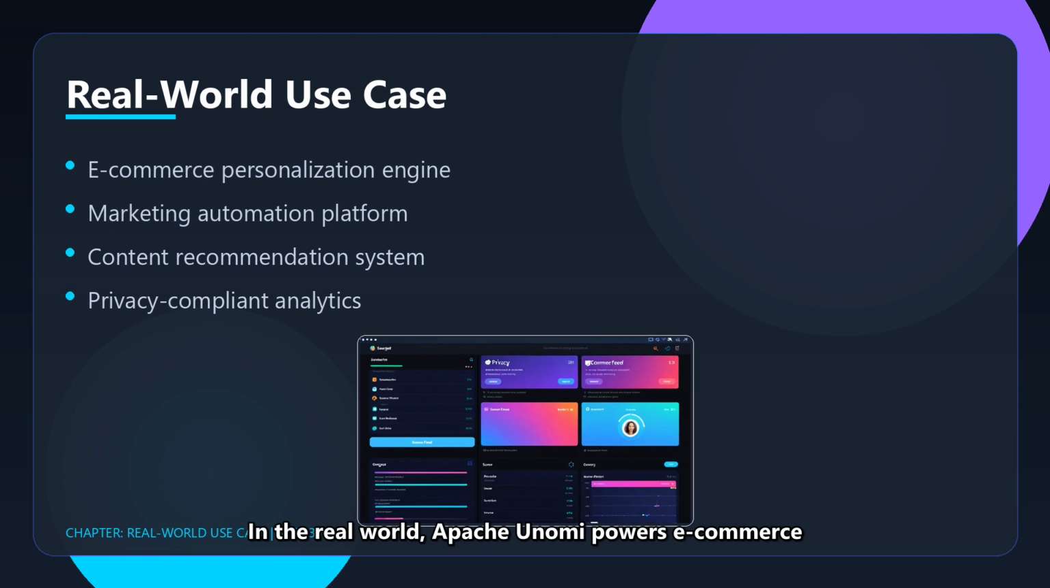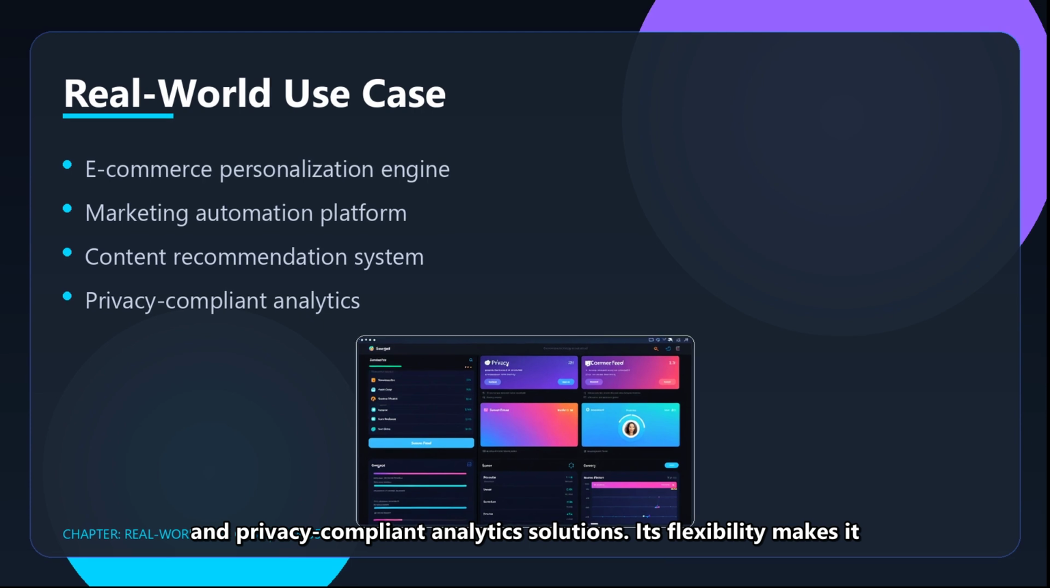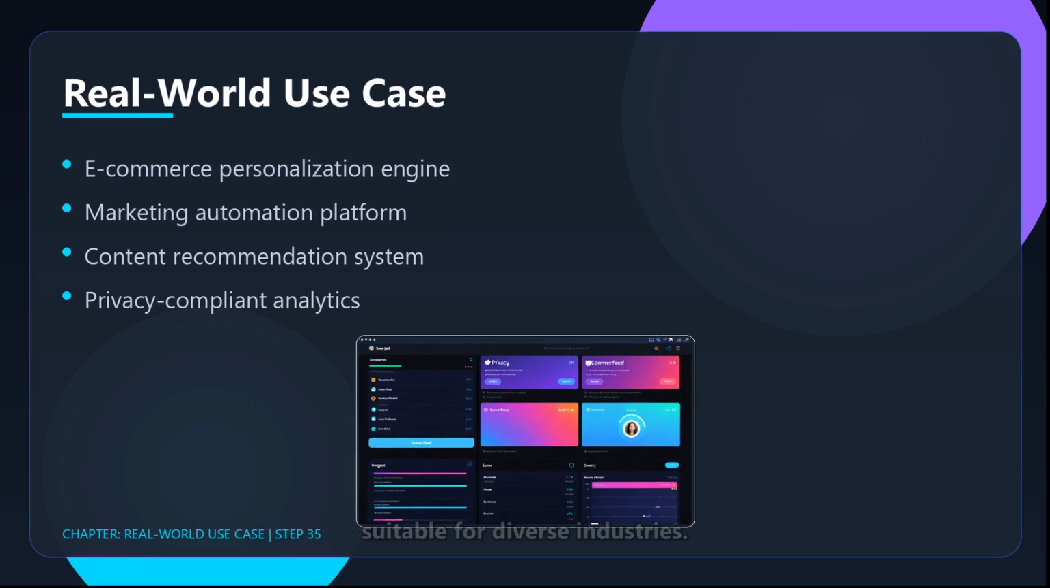In the real world, Apache Unomi powers e-commerce personalization engines, marketing automation platforms, content recommendation systems, and privacy-compliant analytics solutions. Its flexibility makes it suitable for diverse industries.